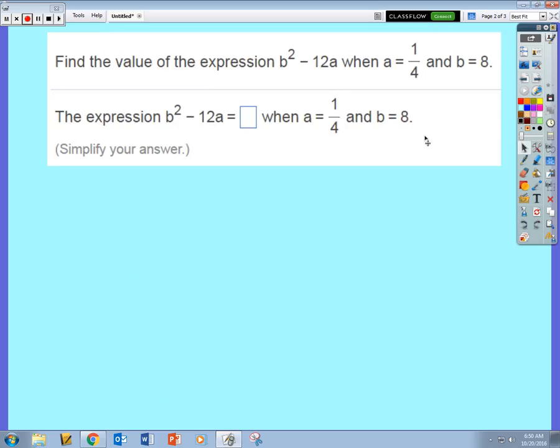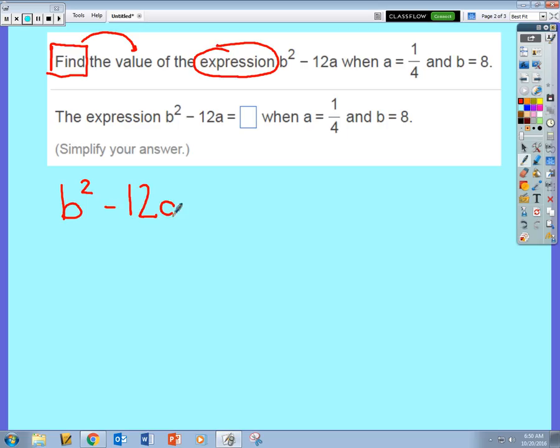And I would like you to pause the video and attempt to solve this one on your own. All right, we have the expression b squared minus 12 times a when a is 1/4 and b is equal to 8. So we're going to try to solve that. All right, hopefully you're able to solve that. Now let's take a look here. Find, there's our verb, we need to find the value of this expression. I'm going to transfer this expression down here. So we have b squared, or we could say b to the second power, minus 12 times a.